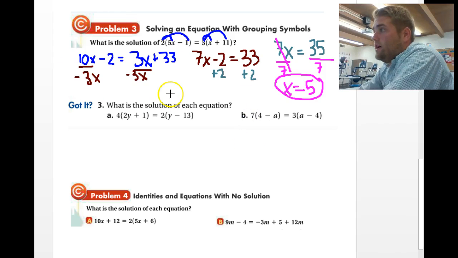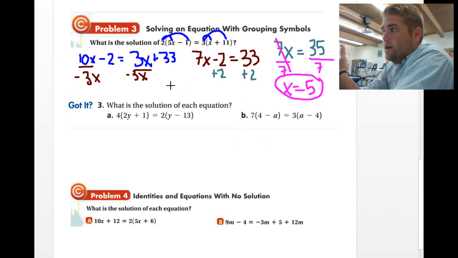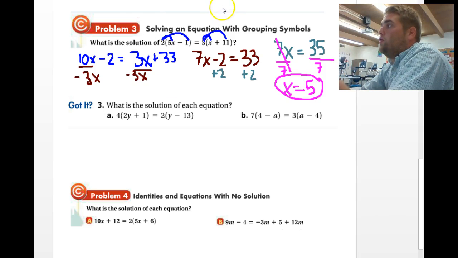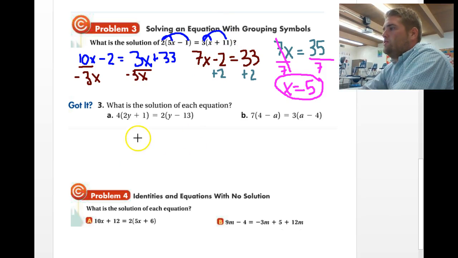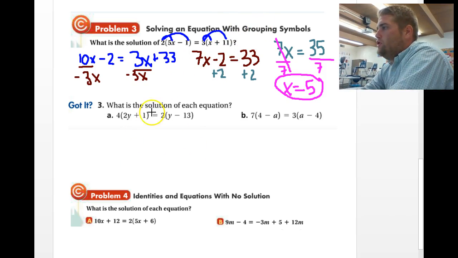So once again, guys, if you didn't understand, go back, rewatch it. If not, put a question mark by it. We will go over it in class. And then a couple more examples here, then we'll be done. We'll do one more of each. So what is the solution to each equation?